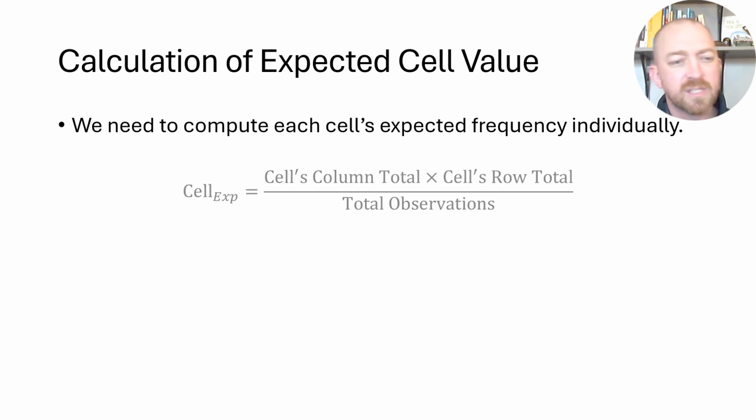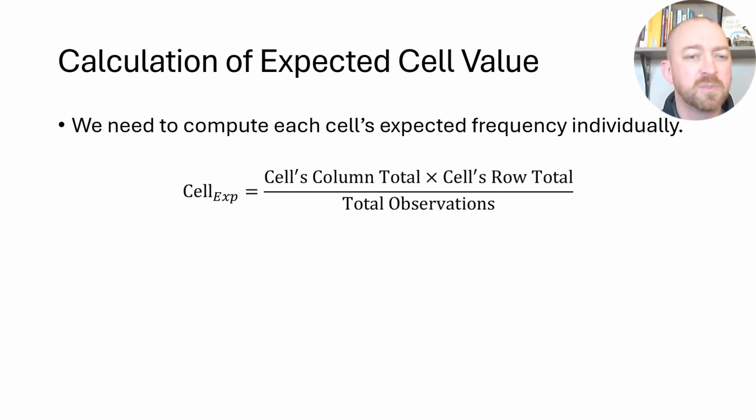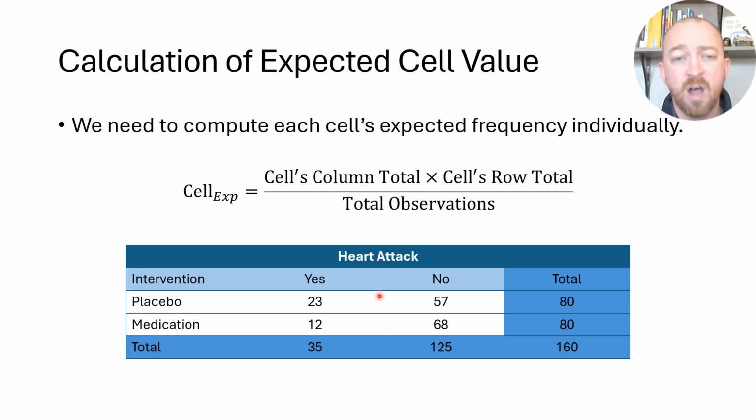Of course, I introduced this equation to you last time. It's very straightforward. All we do is take the cell's column total, multiply it by the cell's row total, and then divide by the total number of observations. In our circumstance, if we are interested primarily in the people who received the placebo and then also had a heart attack, we're looking at this cell. We'll call it cell A. So we take the column total for that, the total number of people who had a yes heart attack, multiply it by the total of people who received the placebo, then divide it by the total number of observations, which was 160. So let's go ahead and do that.